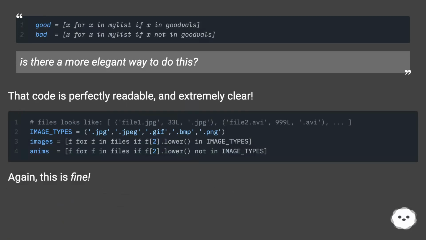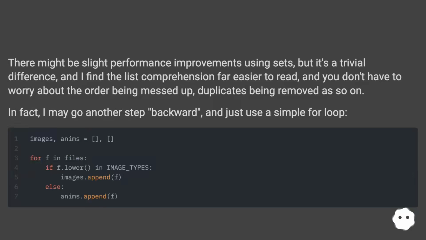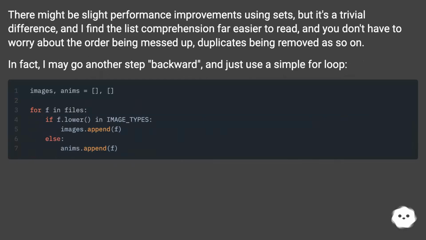Is there a more elegant way to do this? That code is perfectly readable and extremely clear. Again, this is fine. There might be slight performance improvements using sets, but it's a trivial difference, and I find the list comprehension far easier to read, and you don't have to worry about the order being messed up, duplicates being removed, and so on. In fact, I may go another step backward and just use a simple for loop.